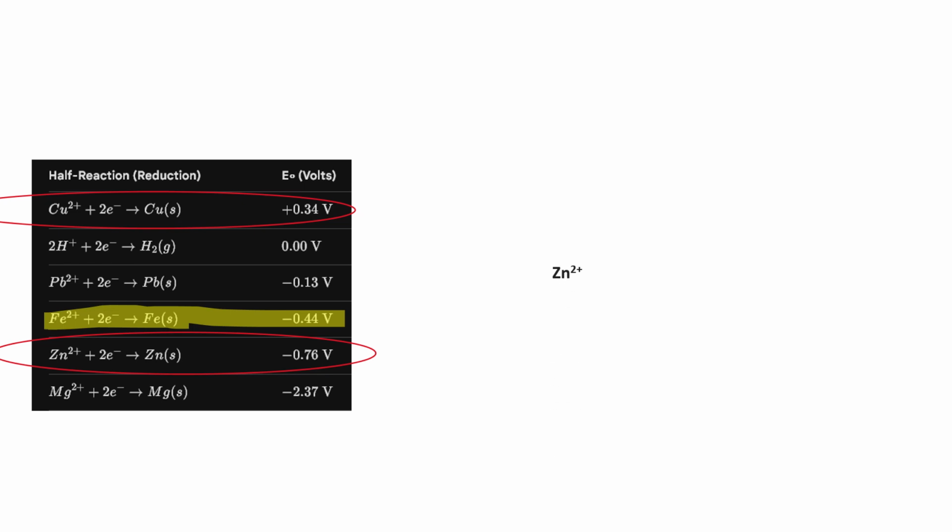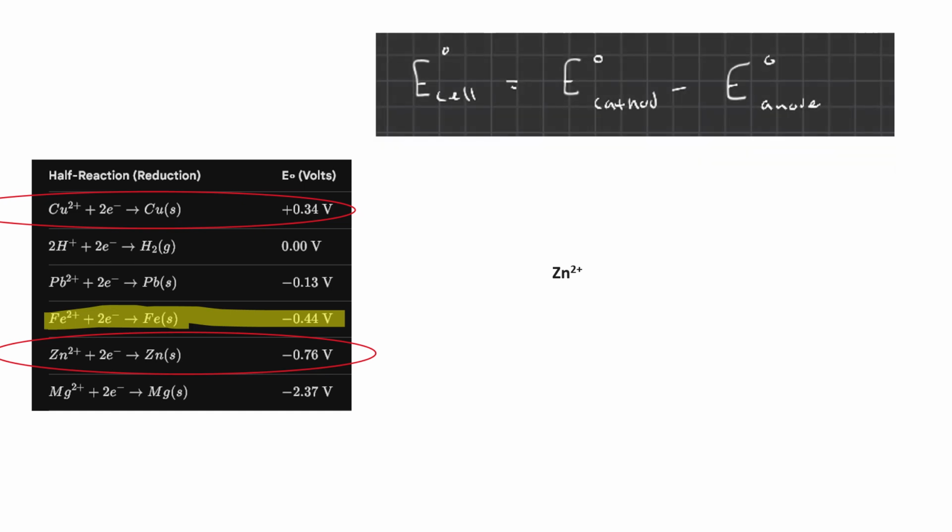Now, why is that? So if you recall, E cell is equal to E cathode minus E anode, right? So what we want is a spontaneous reaction, and a spontaneous reaction is governed by a positive E cell. So we want to pick one of the two species that, when reacting with the iron, you'll end up getting a positive reaction and be spontaneous, and the iron won't corrode.